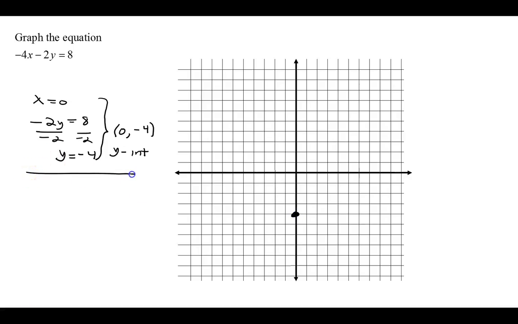Next up, we're going to let y equal 0. And we'll have the equation negative 4x equals 8. And we'll divide by negative 4. And we'll have the fact that x must be equal to negative 2. So this tells me then that we get the point negative 2, 0, and that's our x-intercept.